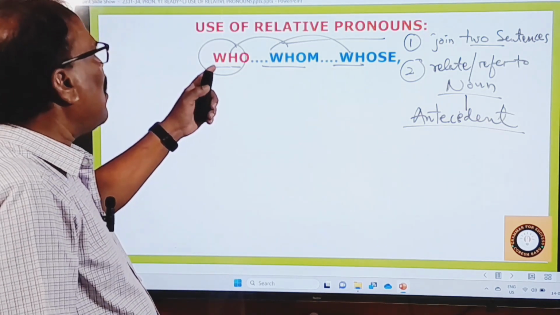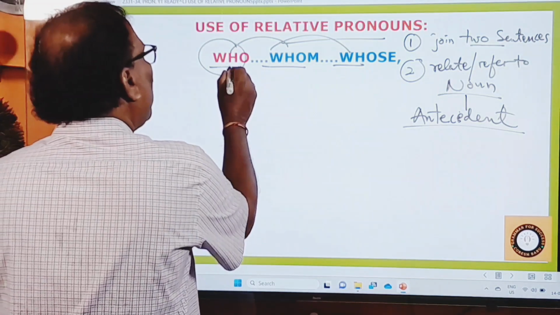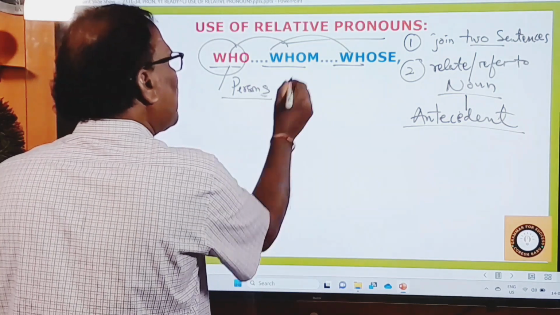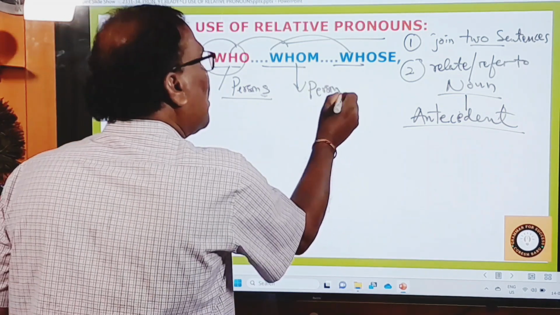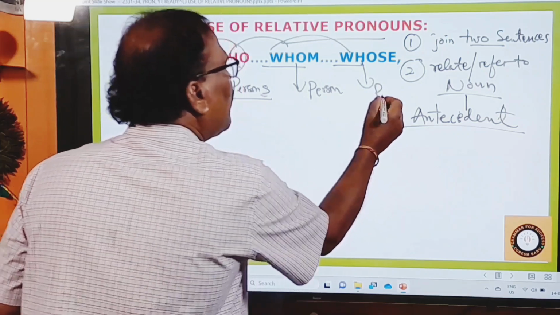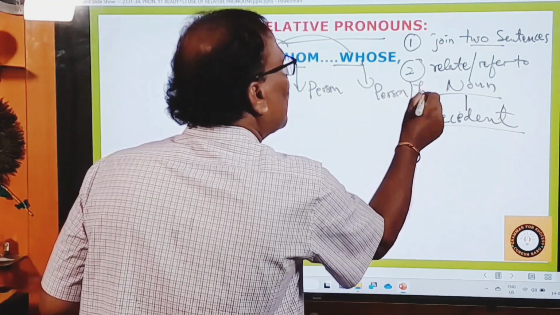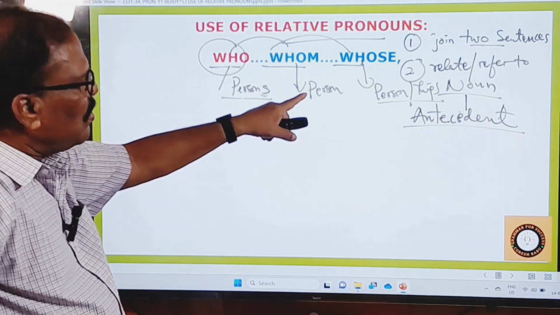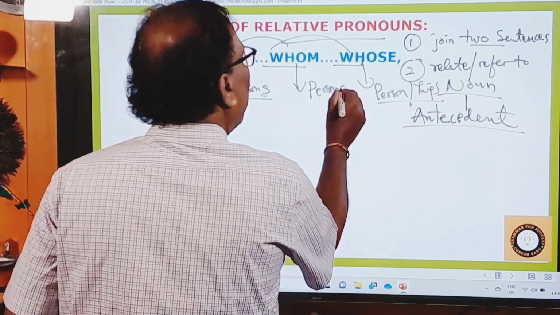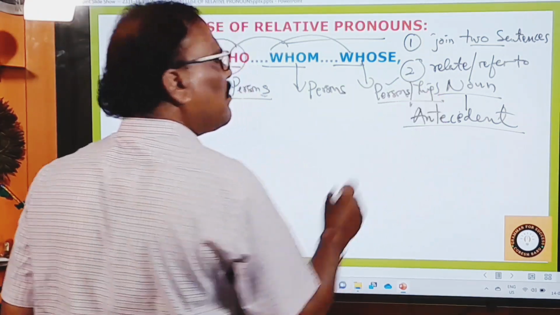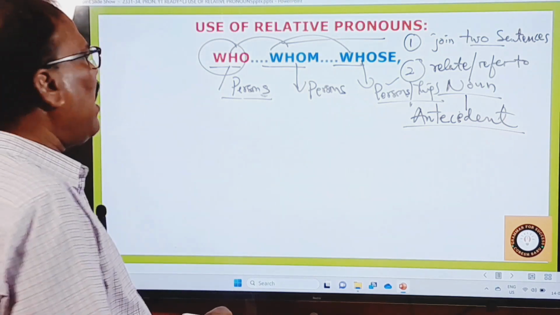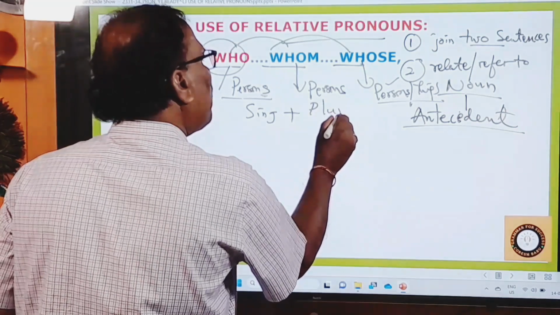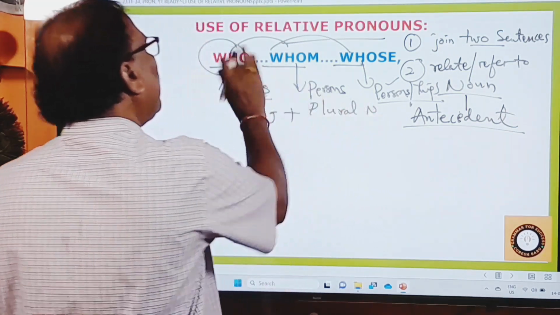And let us now see other things. Here this who is used exclusively for persons only. Whom is also used exclusively for persons, but whose is used not only for persons but also for things. That is a very important thing. That is the point you keep in mind. And they are used both for singular and plural number, no differentiation at all.